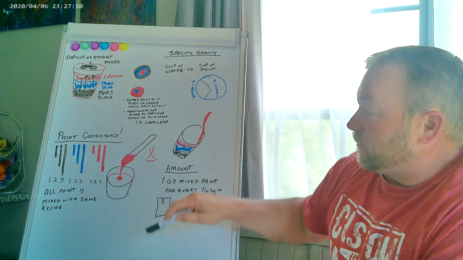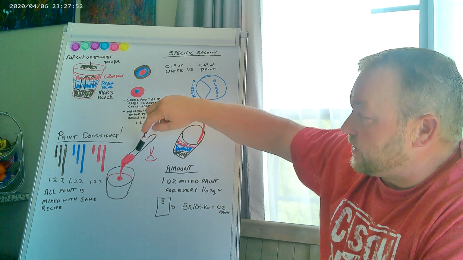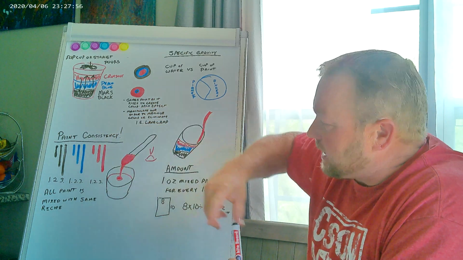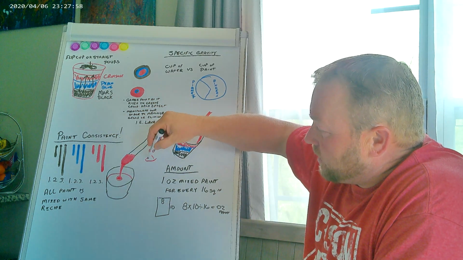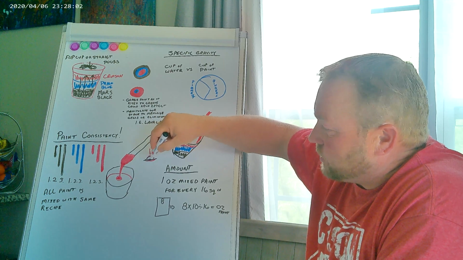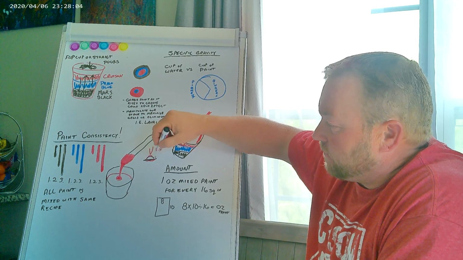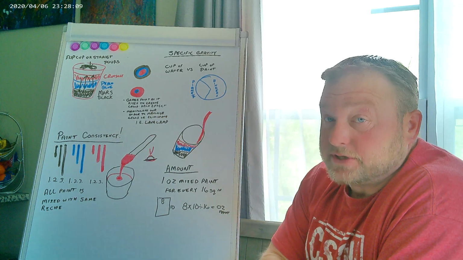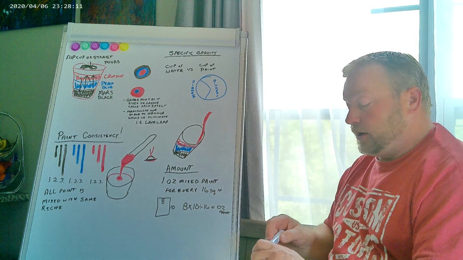And with your paint consistency, this is your stir stick here. If your paint comes down and gives you a little bit of a mound and then immediately goes back into your main paint as you're pouring it in, just a little bit of a mound, that's your proper consistency. So pay attention to that.